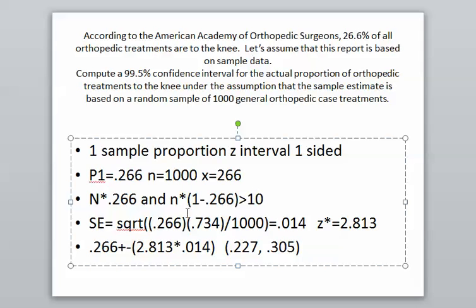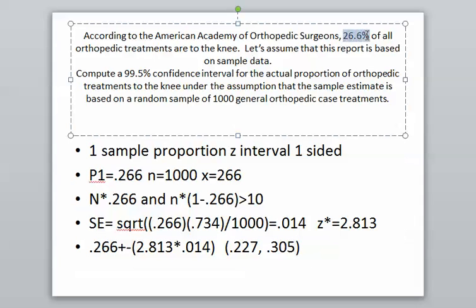Okay? So my standard error is equal to the square root of 0.266 times 0.734 divided by 1,000, or 0.014. My z value is 2.83, and so when I do that, I get an interval of 0.227 to 0.305, or 22.7 to 30.5 percent. Okay? Since their number falls in that percentage, it's not enough to reject the null hypothesis.